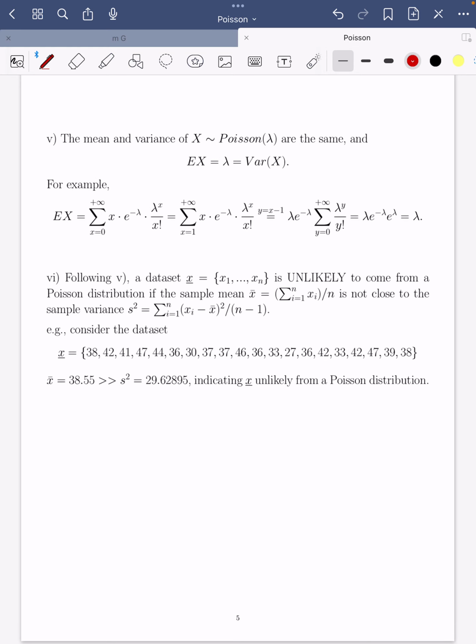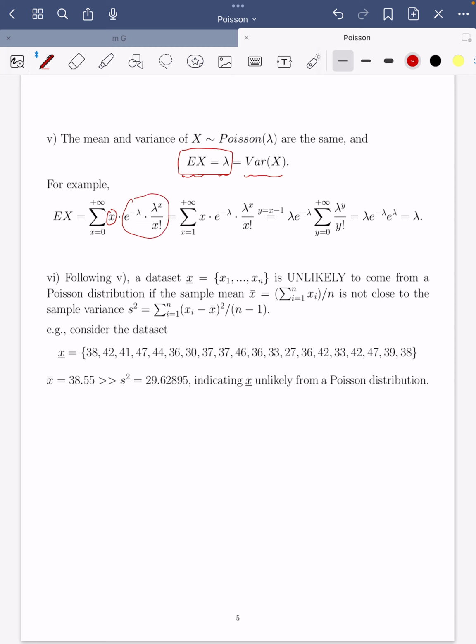There's a special property for the Poisson random variable, which says that the mean and also the variance of a Poisson are identical. So the mean of X is equal to lambda, and it's also equal to the variance of X. We want to see why this is the case. We just follow the definition of the expectation, which is equal to the value of x times the probability mass function here.